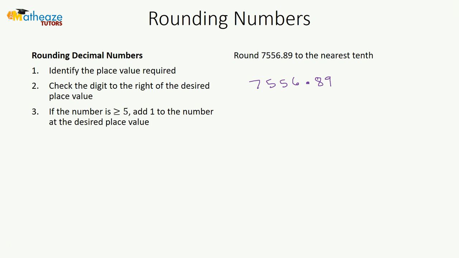So now we look at this number, 7556.89. We want to round to the nearest tenth. This digit 8 is in the tenths place. So we look to the right, we see a 9. 9 is greater than 5, so we add 1 to 8. So it's going to be 7556.9.